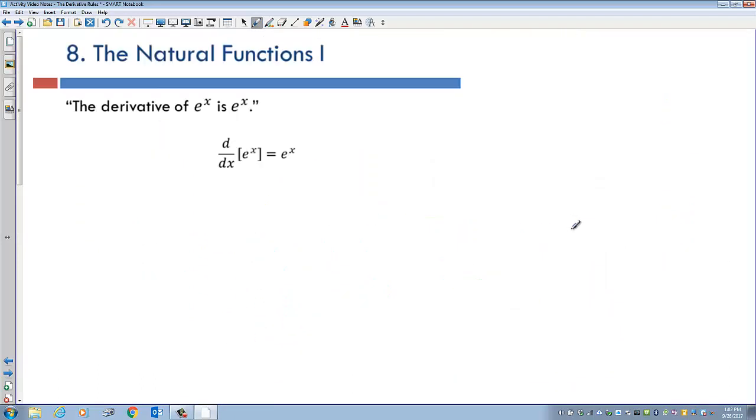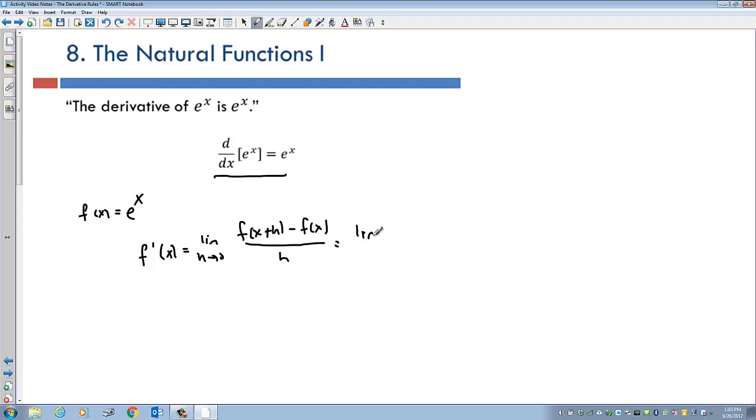The natural exponential function. So we showed why this is true in a homework assignment. We can sketch the proof real quickly. Remember, the way this works is we let our function be e to the x, and then to find its derivative, we simply run through the definition. So it's the limit as h goes to 0 of f of x plus h minus f of x, all divided by h. And again, we just do what it says.